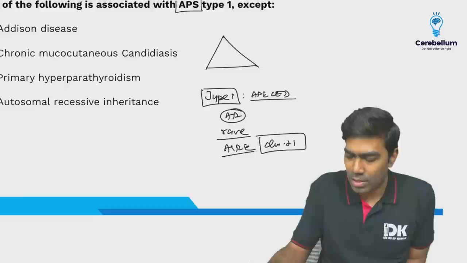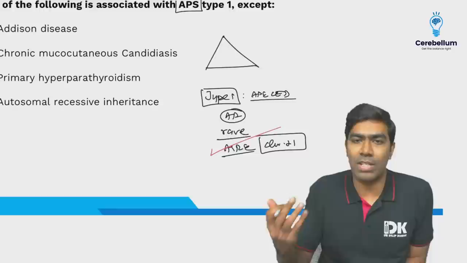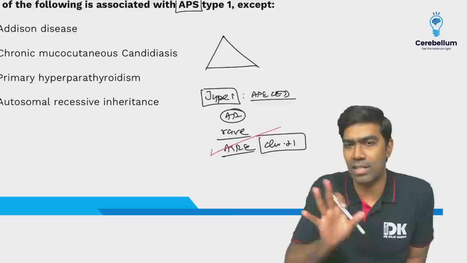You would have heard about the AIRE gene in microbiology, especially in immunology, where it is important for negative selection of T cells. There are positive and negative selections. For negative selection of T cells, the AIRE gene is very important in the thymus.